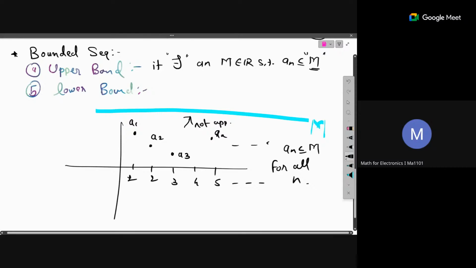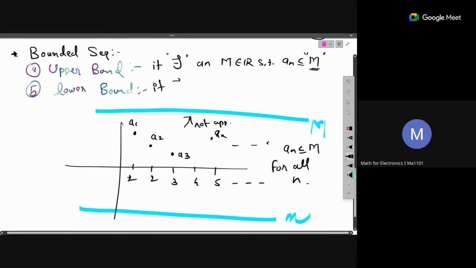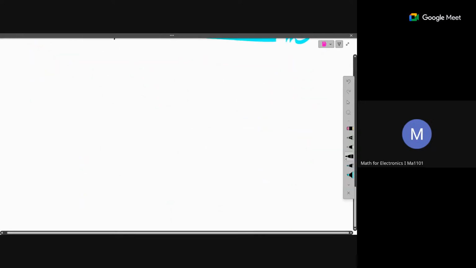Now similarly, we can define bounded below. Bounded below means you should be able to find a small m in such a way that all the terms of the sequence are greater than or equal to the small m. That means if there exists a small m belonging to the real numbers in such a way that a_n is greater than or equal to small m, then that particular sequence is known to be bounded below, and this small m is one of the lower bounds. Now when we say our sequence is bounded, if a sequence is bounded above as well as bounded below, then that sequence is known as a bounded sequence.